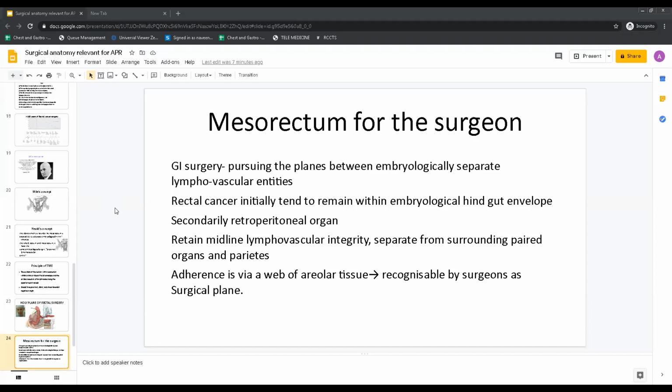But the lower limit is not that important, because whether it's 1 centimeter, 2 centimeters or 3 centimeters, if it's adenocarcinoma, you treat it as rectal cancer. If it is squamous, you treat it as anal canal cancer. So it's the histology that matters when you come to the lower limit. But when it comes to the upper limit, it is the location that matters. Got the point? Yes, sir.